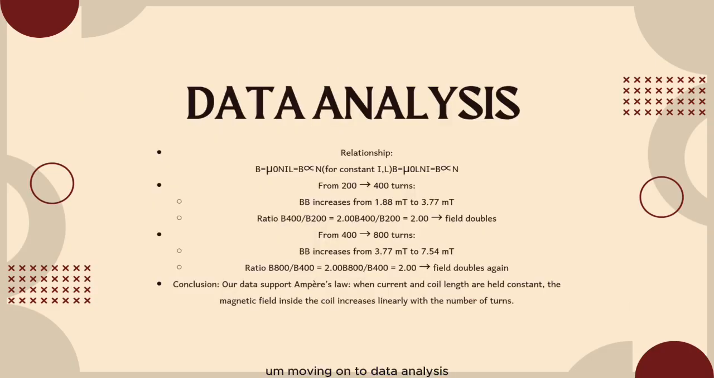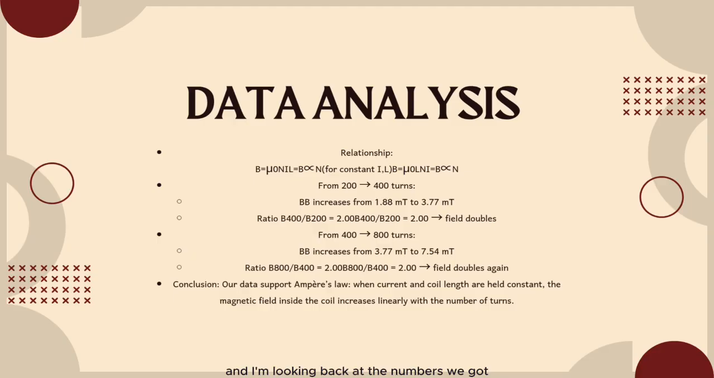Moving on to data analysis. Now I'm going to break down what our data actually means and how it connects to the physics behind this experiment. The main idea we were testing is something we learned in class. Inside a coil of wire, the magnetic field depends on how many turns the coil has. If you keep the current the same and the coil length the same, then adding more turns should make the magnetic field stronger. That's the basic prediction from the theory.